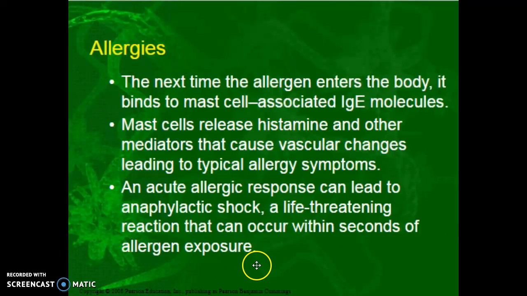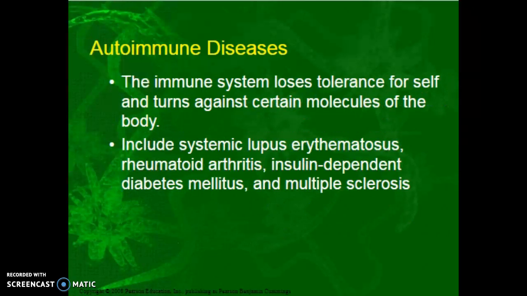So an acute allergic response, so a local allergic response, can lead to anaphylactic shock, which is a life-threatening reaction that can occur within seconds of allergen exposure if you have a really strong allergy to something, like I do with poultry. I can go into anaphylactic shock really easily if I eat turkey, say for example for Thanksgiving. So quickly, let's talk autoimmune disorders.